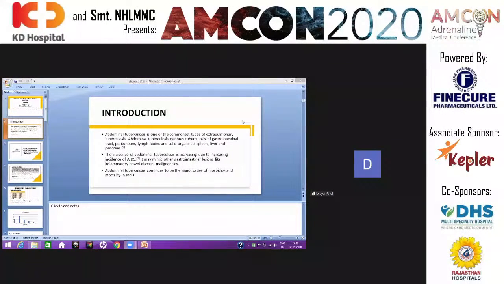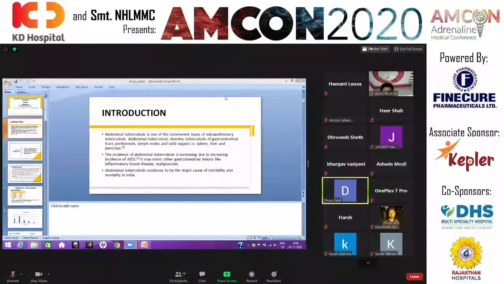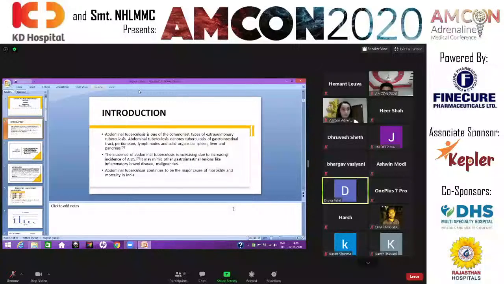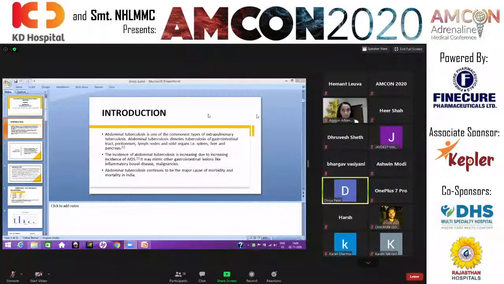Abdominal tuberculosis is one of the commonest types of extrapulmonary tuberculosis. Abdominal tuberculosis denotes tuberculosis of the gastrointestinal tract, peritoneum, lymph nodes, and solid organs like spleen, liver, and pancreas. The incidence of abdominal tuberculosis is increasing due to increasing incidence of AIDS. It may mimic other gastrointestinal lesions like inflammatory bowel disease and malignancies. Abdominal tuberculosis continues to be a major cause of morbidity and mortality in India. Next.